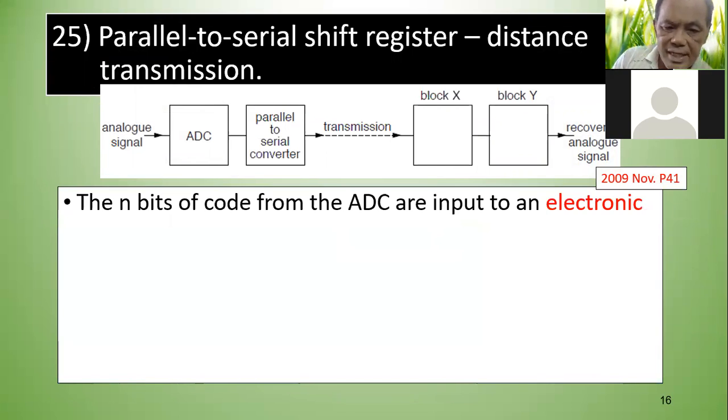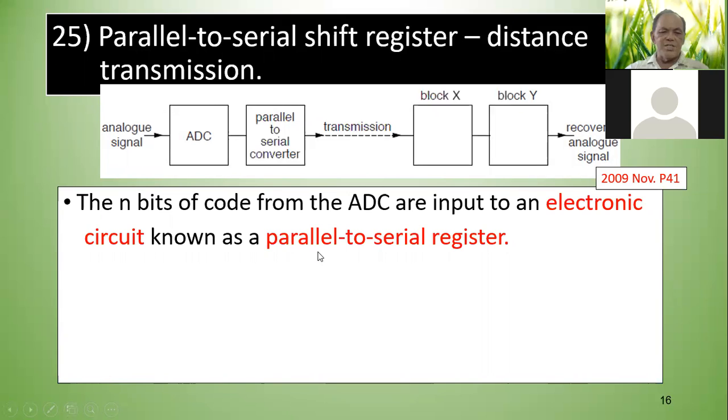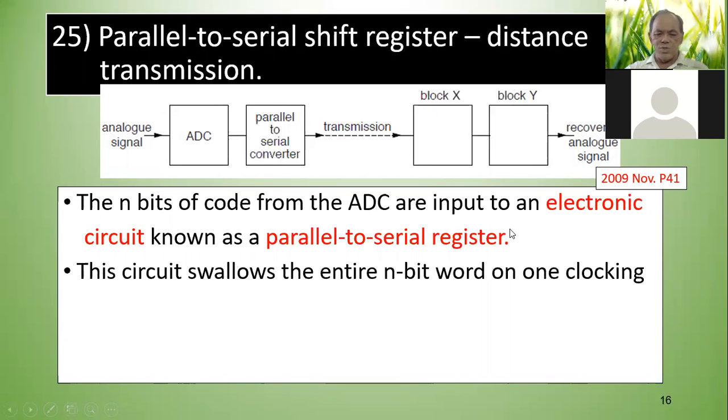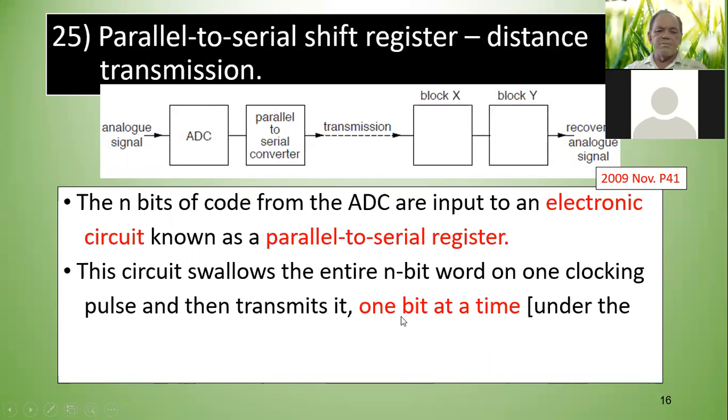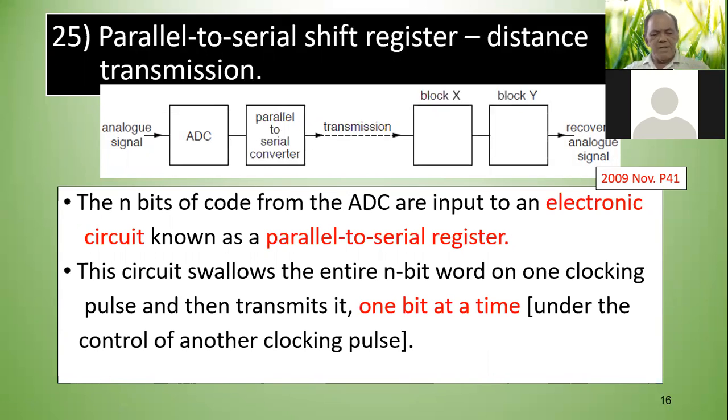The n bits of code from our ADC, analog to digital converter, are input into another electronic circuit known as a parallel to serial register. The circuit takes the entire n-bit word on one clocking pulse, and then transmits it one bit at a time, under the control of another clocking pulse. So that's the transmission line.